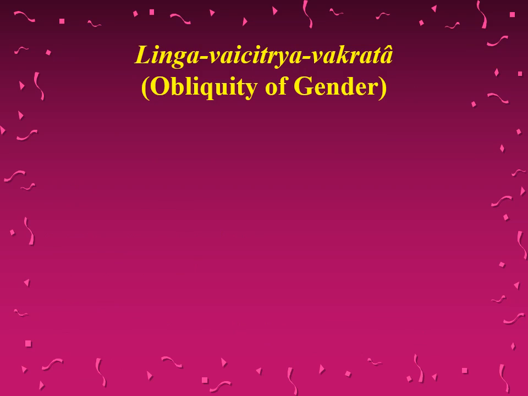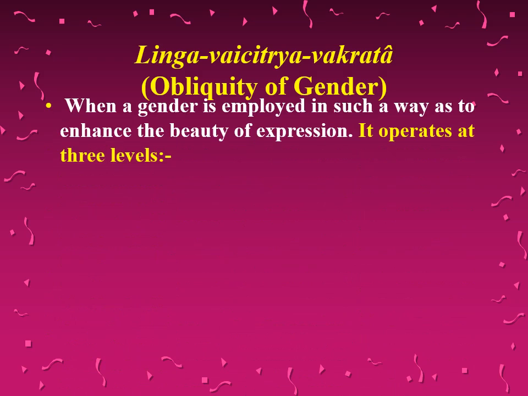The next category of Pada-Purvardha Vakrata is Linga-vaicitrya-vakrata. This is called obliquity of gender. When a gender is employed in such a way as to enhance the beauty of the expression, then this obliquity of gender appears. And according to Kuntak, it operates at three levels.